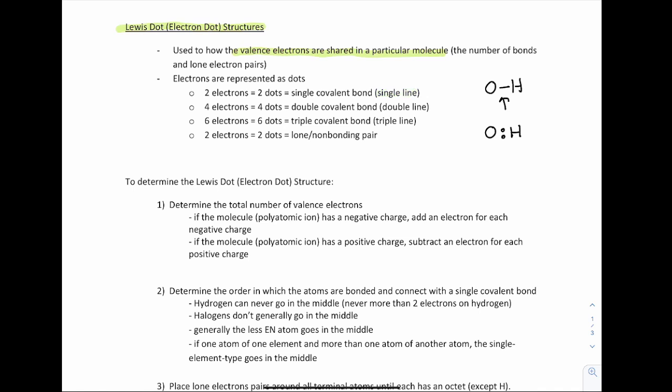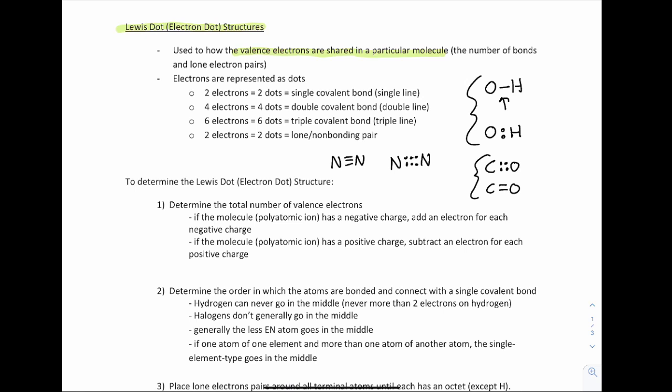4 electrons would be a double bond, right? If a single is 2, a double is literally double that. So if I wanted to draw a double bond between 2 atoms, I could draw 4 dots. I am likely to draw 2 lines instead. So these would mean the same thing. A triple bond is literally triple that of a single bond. So if a single is 2, a triple is 6. So 6 electrons are 6 dots. If I wanted to draw a triple bond, I can do those 3 lines. If I wanted to use dots instead, that would be my triple bond.